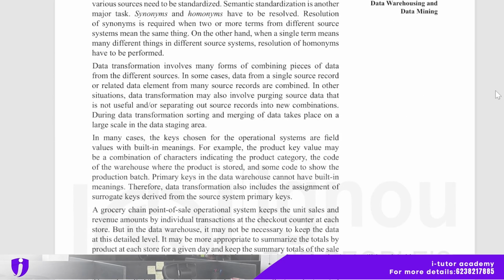And data transformation involves many forms of combining pieces of data from the different sources, and in some cases data from a single source record or related data elements from many source records are combined. In other situations, data transformation may also involve purging source data that is not useful and/or separating out source records into new combinations. During data transformation, sorting and merging of data takes place on a large scale in the data staging area.